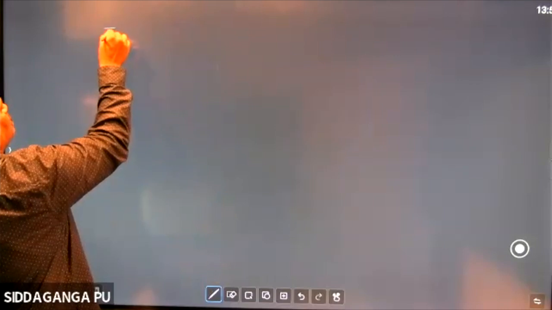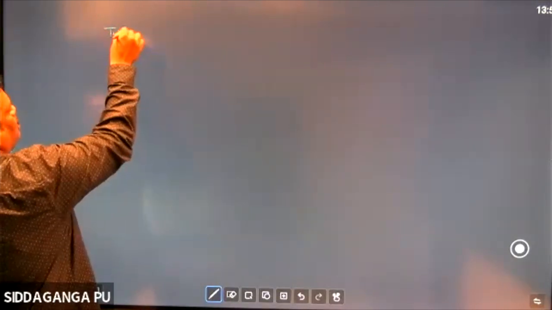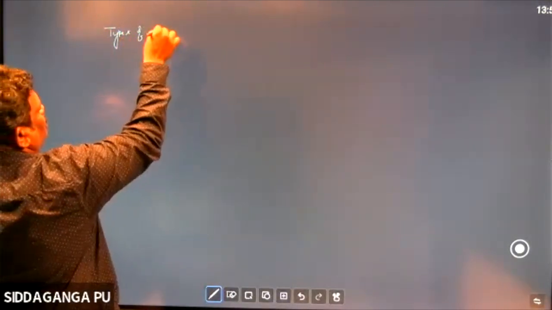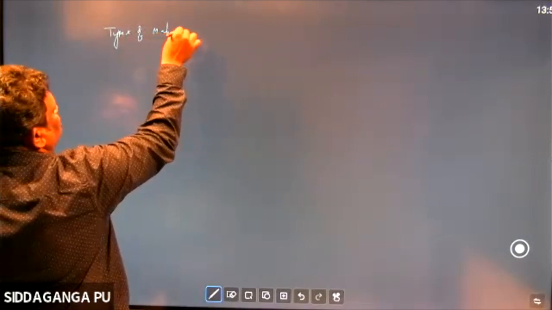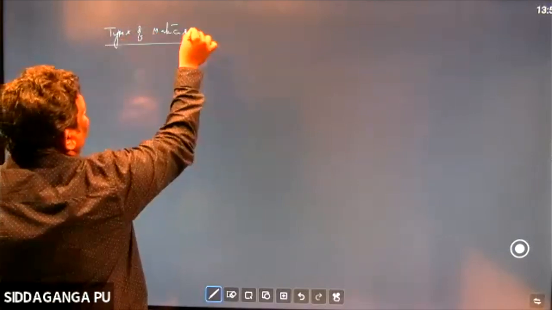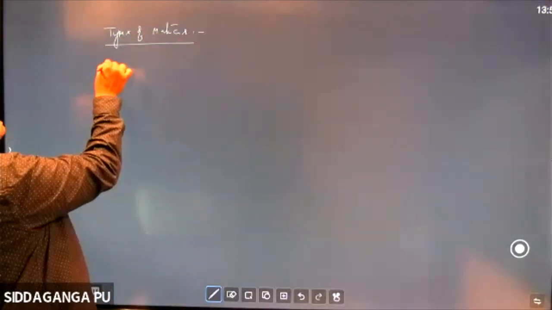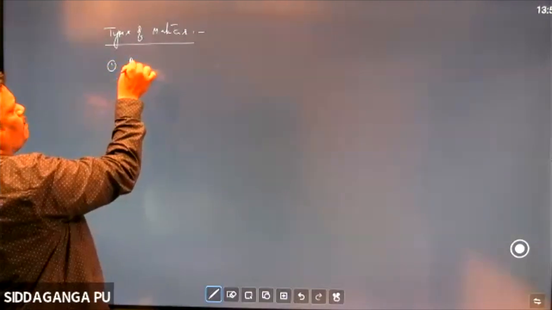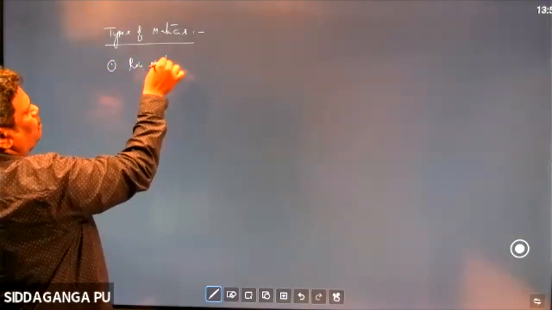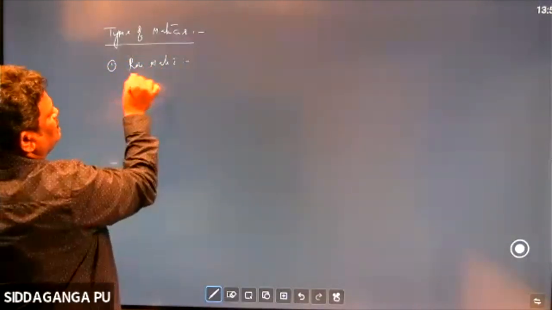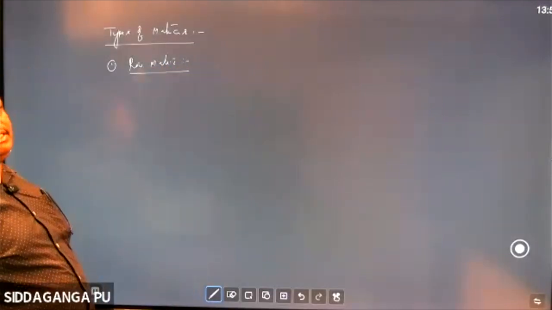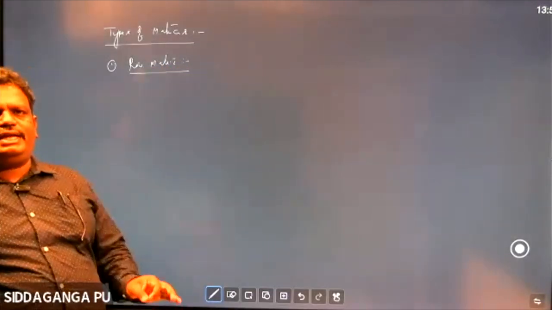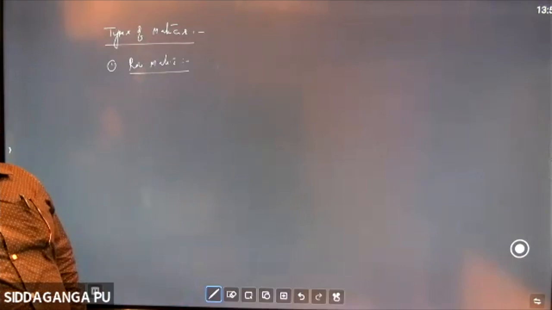Types of matrices. Now I will give you the example for these types of matrices. The first matrix is the row matrix. So which matrix is said to be a row matrix? A matrix that contains only one row.